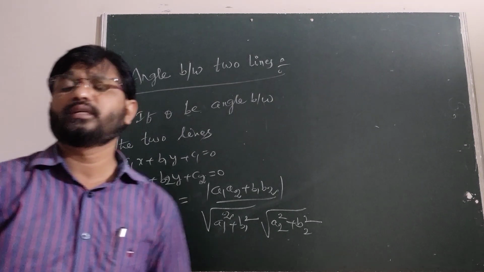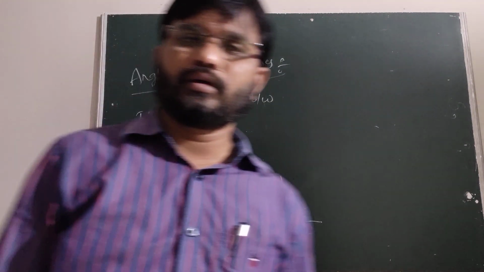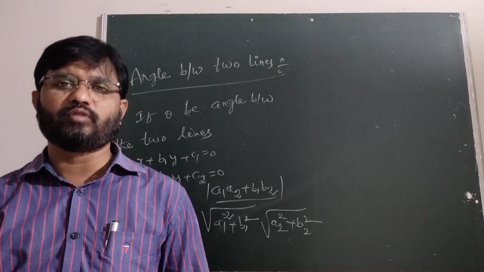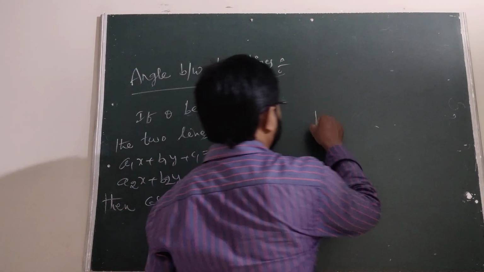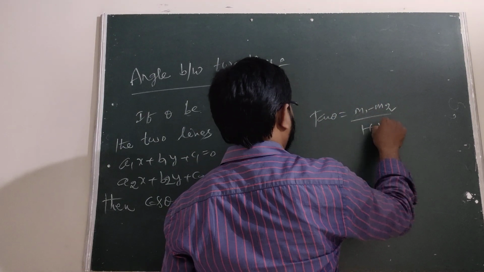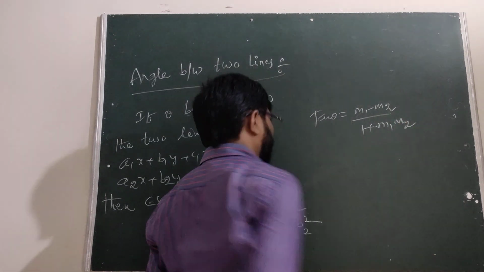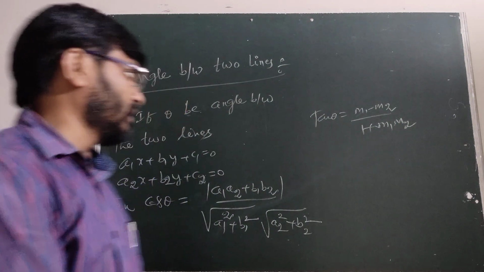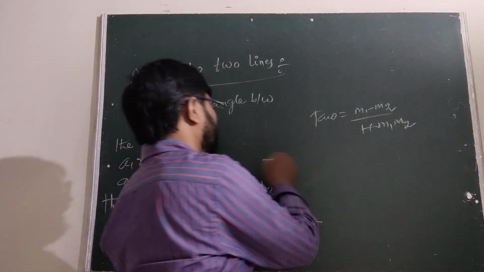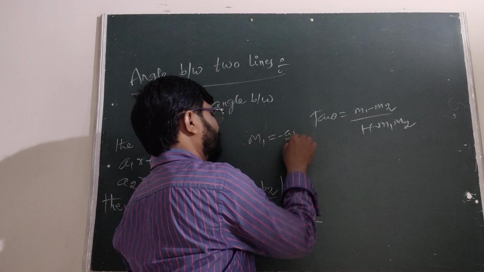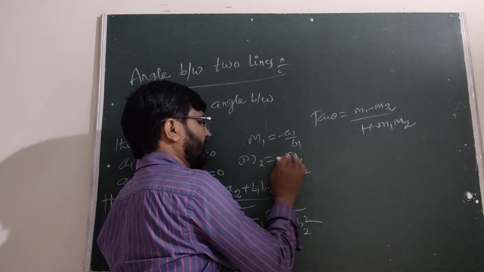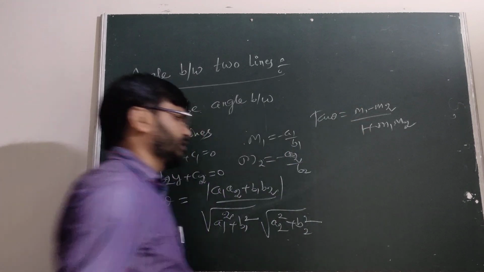So we have to know that in the first class, if theta is the angle between the two lines having the slopes m1 and m2, tan theta equals m1 minus m2 by 1 plus m1 m2. This is the tan theta. Here, m1 is the slope of the first line, and m2 is the slope of the second line. These are substituted in this.